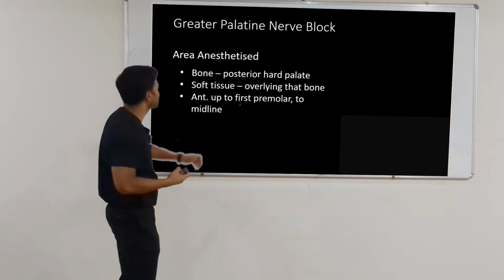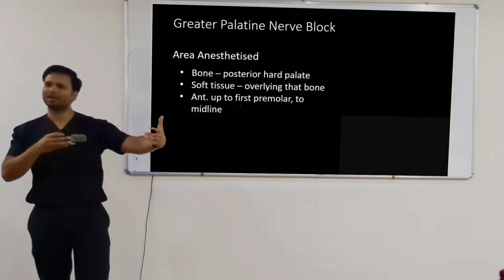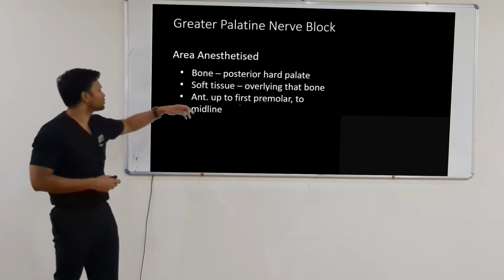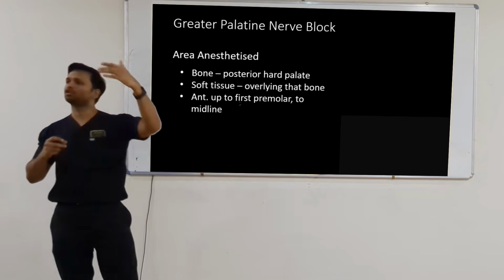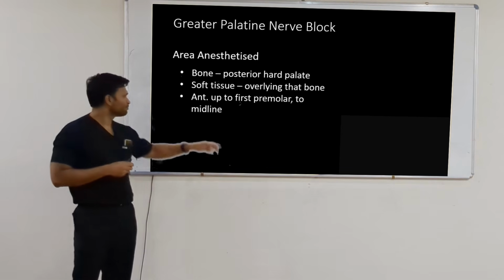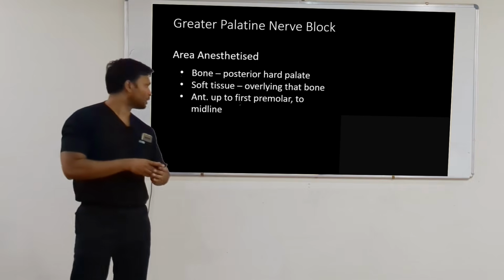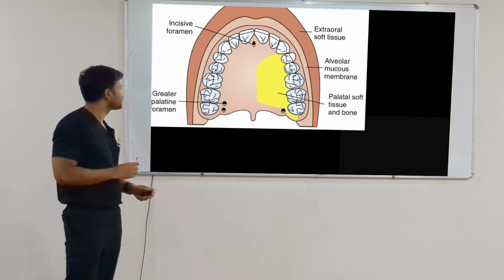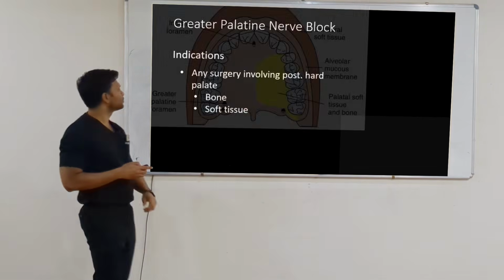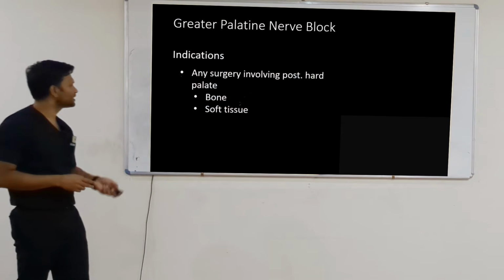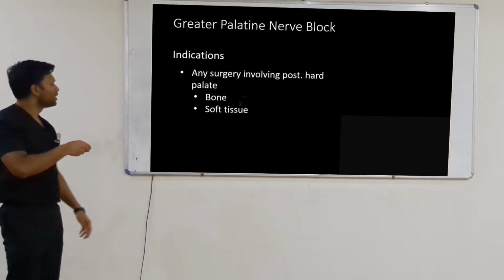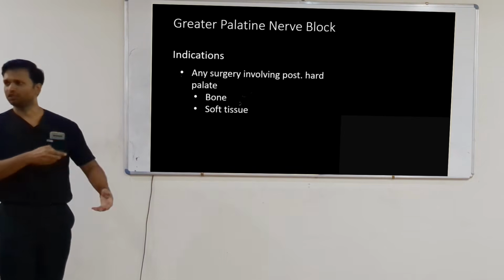So what are the areas anesthetized? Whatever area is supplied by the greater palatine nerve, those are anesthetized by the greater palatine nerve block. So bone in the posterior hard palate and the soft tissue overlying that bone, okay, and anteriorly up to the first premolar to the midline. This is the area shown by the yellow color, and the tuberosity region. So the indication is any surgery involving a larger area in palatal bone or palatal soft tissue.